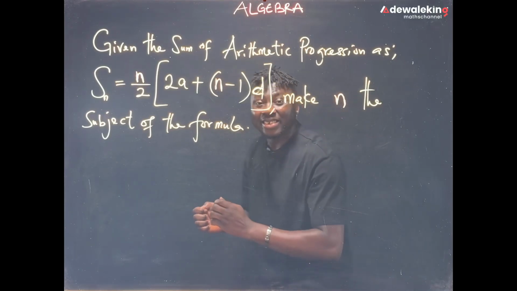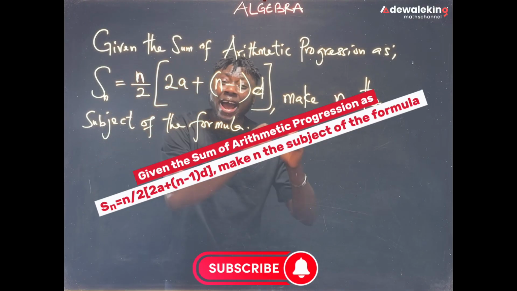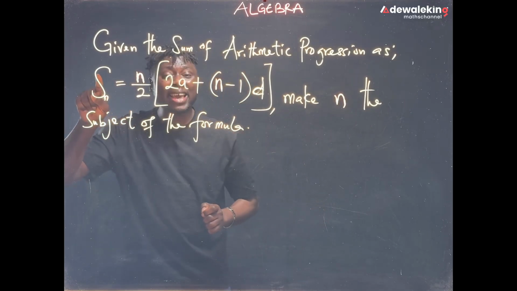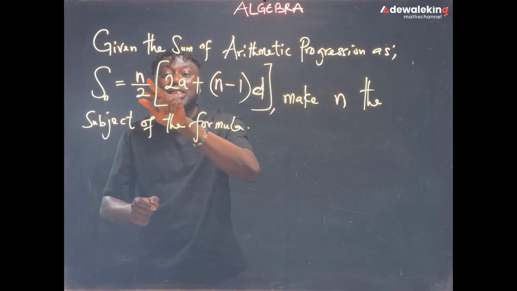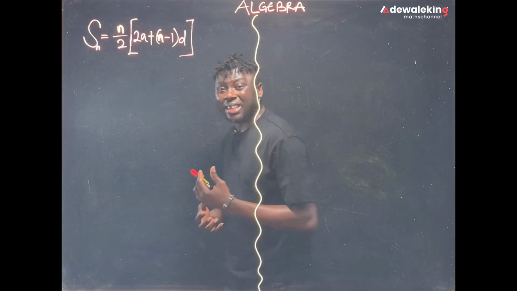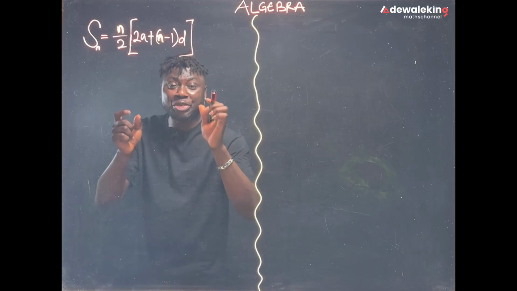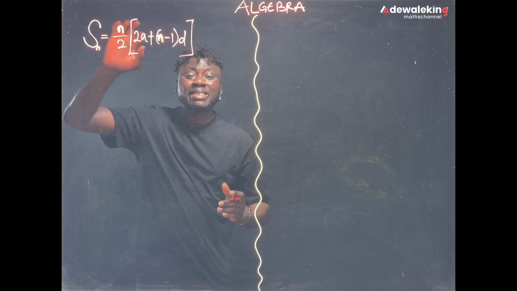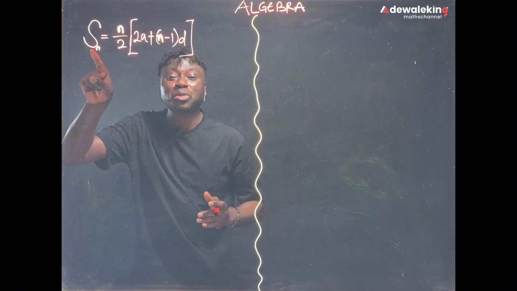To make n the subject of the formula in a given sum of arithmetic progression, you have to know that the n under this S is a subscript and shouldn't be connected with the respective n in the formula. So you have to start by thinking on how to eliminate all the messy variables at the right hand side to make n the star of the show, just like S subscript n.